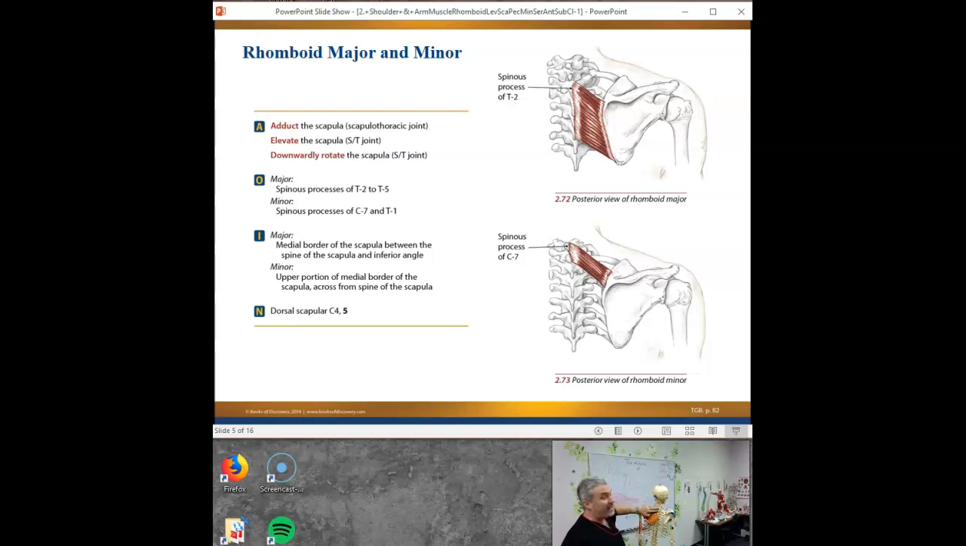The rhomboid minor, which rides on the shoulders of the major, like my daughter used to ride on my shoulders, is 2 fingers wide, and it attaches to 2 spinous processes. It's got 2 spinous processes for its origin. How many spinous processes form the origin of the rhomboid minor? That's right. C7 and T1.